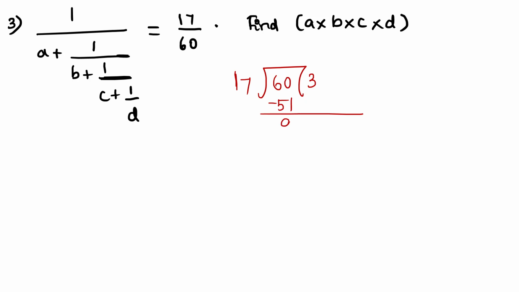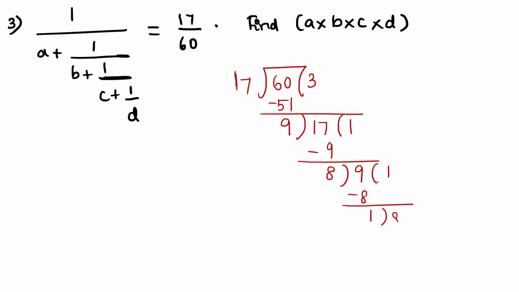Okay. 9 I'll be getting, the 17 will become the next dividend, then 9 ones are 9, I'll be getting 17 minus 9, which is 8, then 9 becomes your next dividend, then 8. So now I'm going to get 1, then 8 is your next dividend, then 8. So you will be getting here the remainder 0. Now it is very easy for me to conclude here, right? This is A, this is B, this is C, and this is D over here.